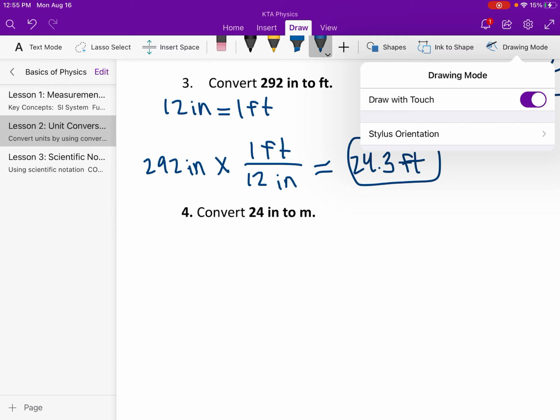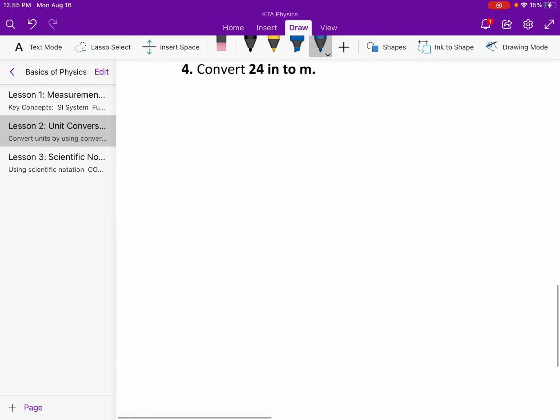24 inches to meters. Now let's do this one. But this time we'll have to have multiple steps because, I mean, technically you could be told how many inches are in a meter, but you might want to do this.